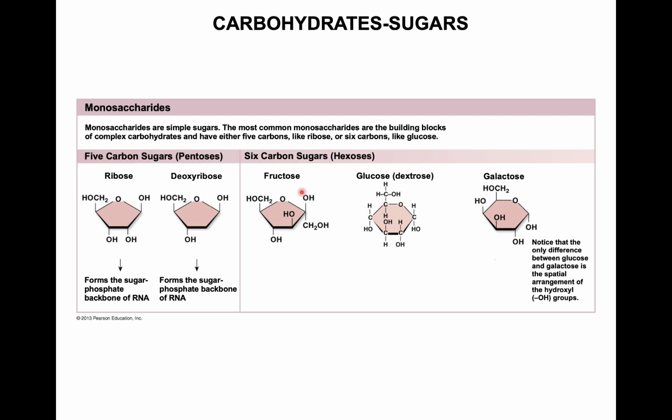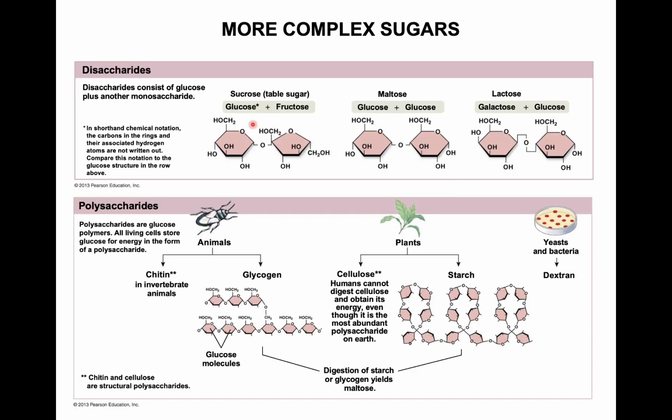Here are 5 single ring sugars: ribose and deoxyribose, which make up RNA and DNA. Then you have fructose, glucose, and galactose. Now, if you take these monosaccharides and you start bonding them together, you get disaccharides. And di, of course, means 2. A glucose and a fructose makes sucrose, which is our daily table sugar.